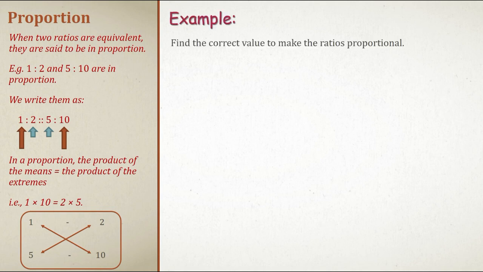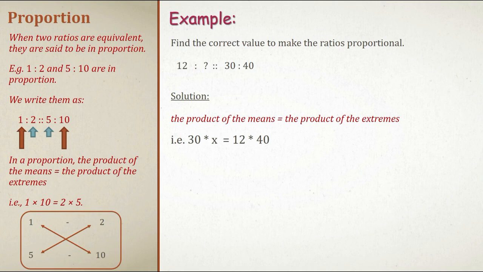Now let's take an example. Find the correct value to make the ratios proportional. So 12 is to how much will be equivalent to 30 is to 40? Product of means is equal to product of extremes. So here 40 into 12 will be equal to 30 into, let's say, x, because we don't know the value. So x will be 12 into 40 divided by 30, which will be 16.